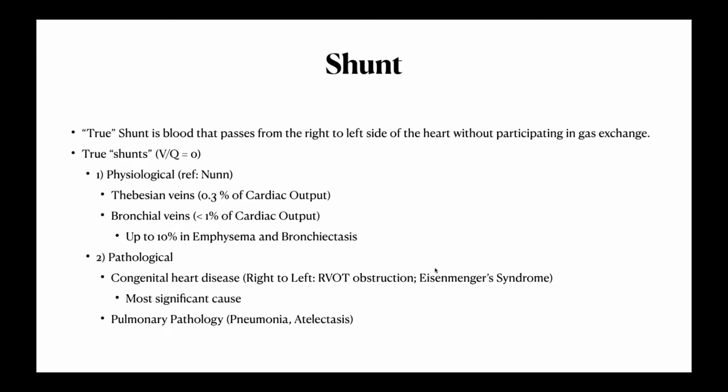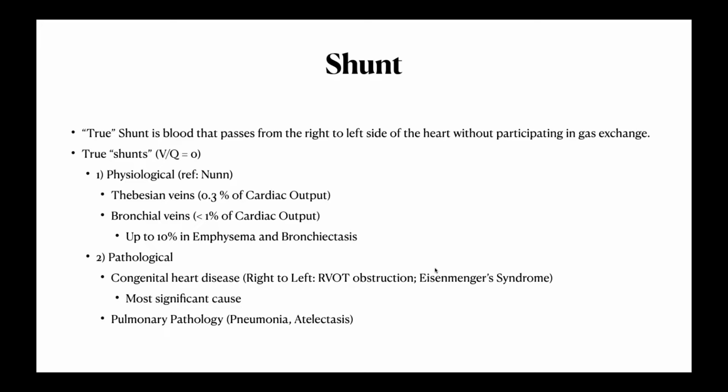Now, the causes of true shunt are both physiological and pathological. And this is all from Nunn's, so the numbers. Physiological shunt consists of the Thebesian veins, which is from the heart, and that represents 0.3% of your cardiac output, and your bronchial veins, which represents less than 1% of your cardiac output. Now, in pathological states, such as emphysema and bronchiectasis, that can increase up to 10%, all right?